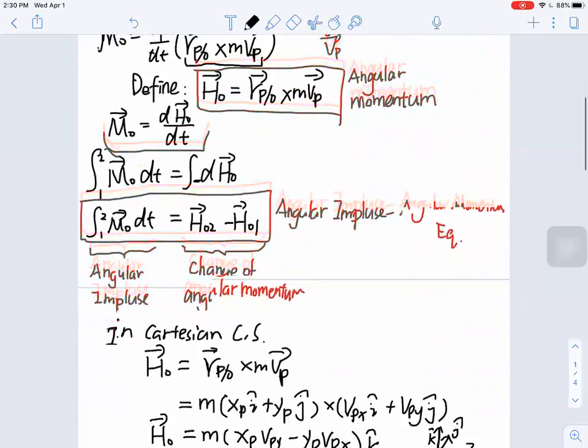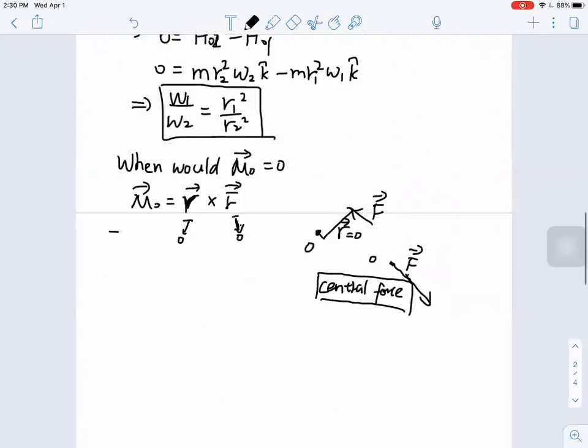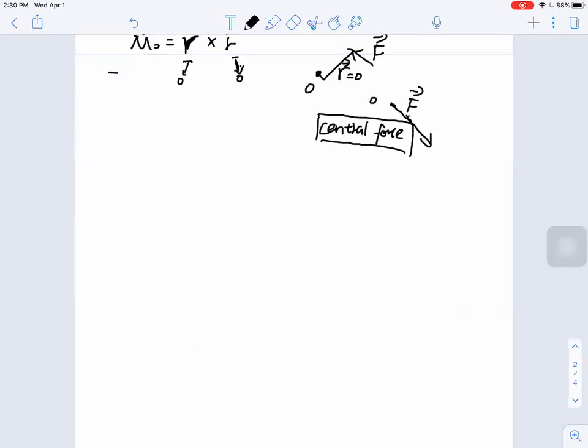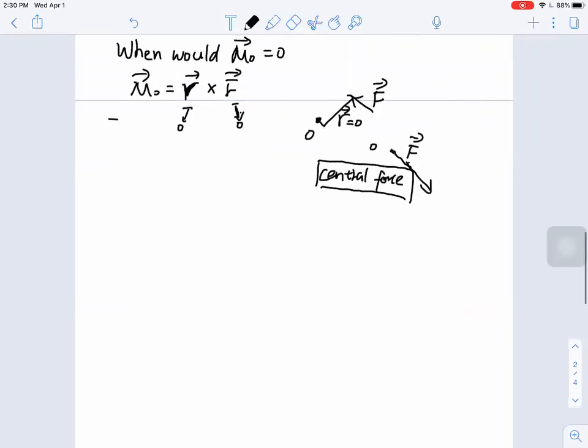Okay, if we don't have any questions, we can move on to some key characteristics of the angular impulse momentum equation. You will also see that it is probably written in a different order. You can put the angular momentum at time 2 on one side of the equation and throw everything else onto the other side.